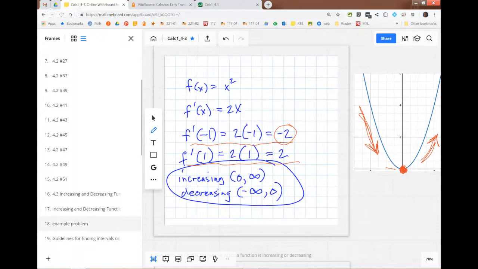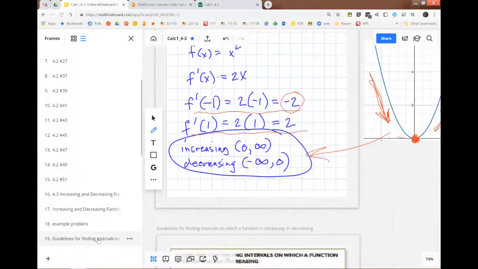And if you look at this answer over here, that's in interval notation. It's saying this function is increasing from 0 to infinity, and it's decreasing from -infinity up to 0. I know this is pretty simple stuff, especially with this function, it's very straightforward. Are there any questions here before I move on?